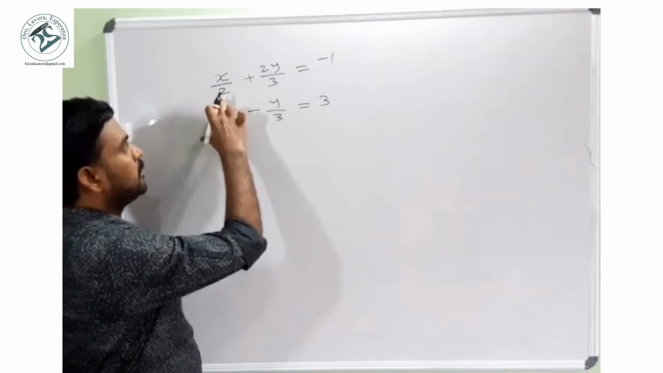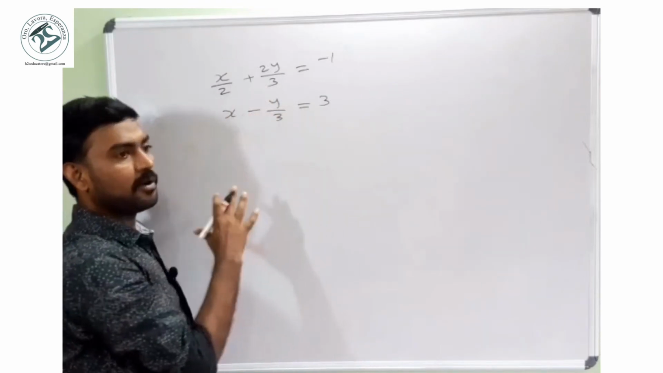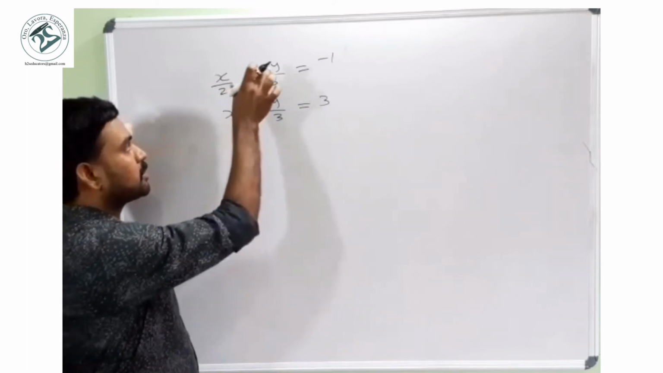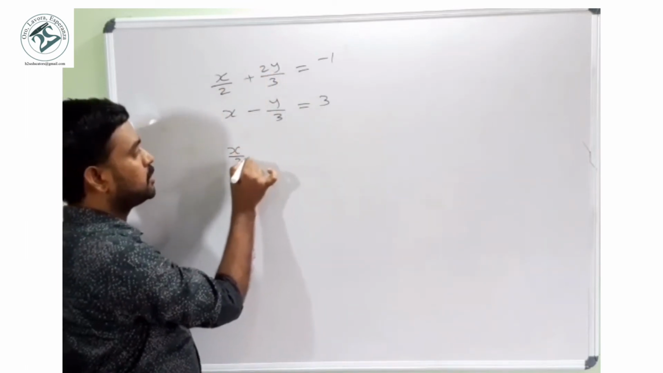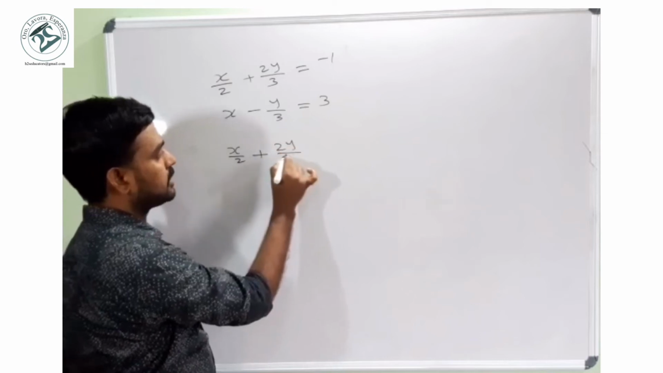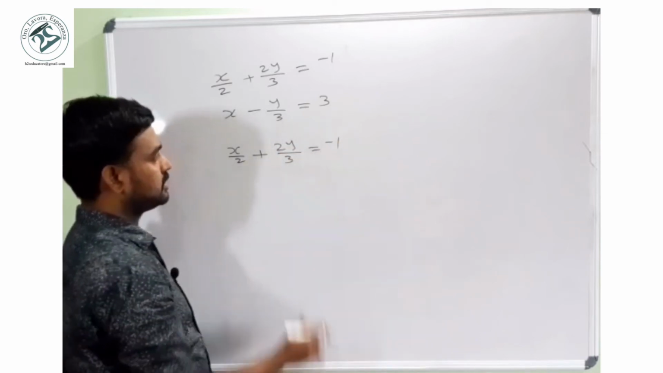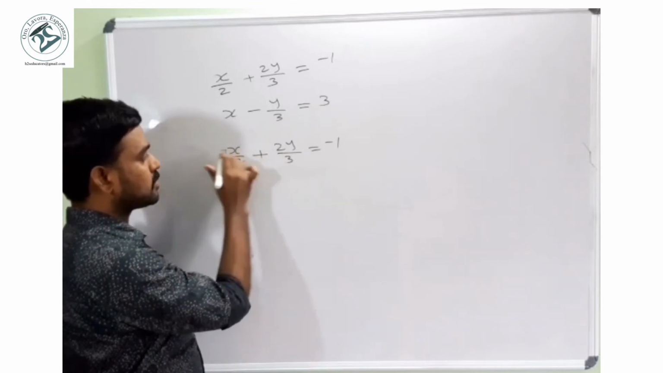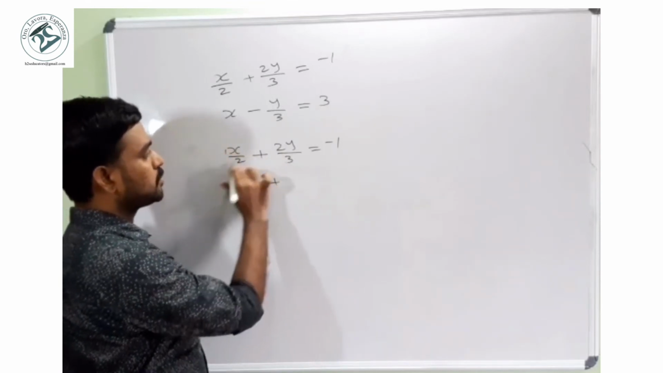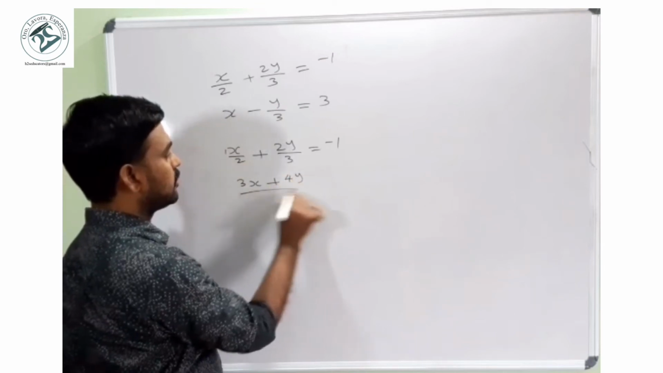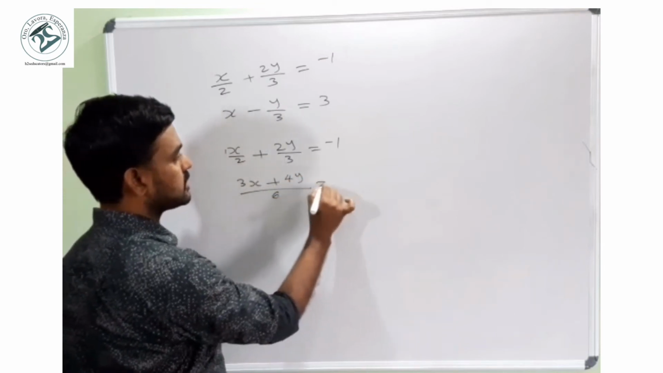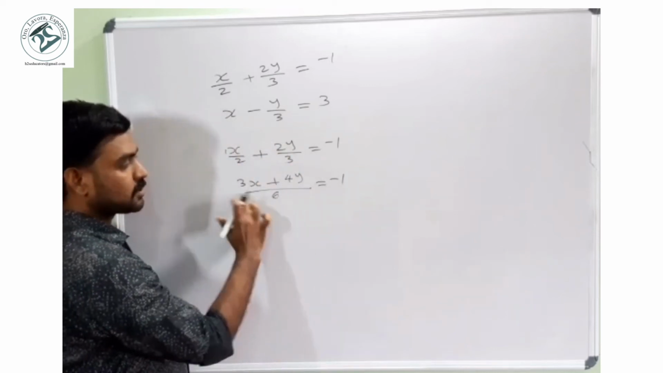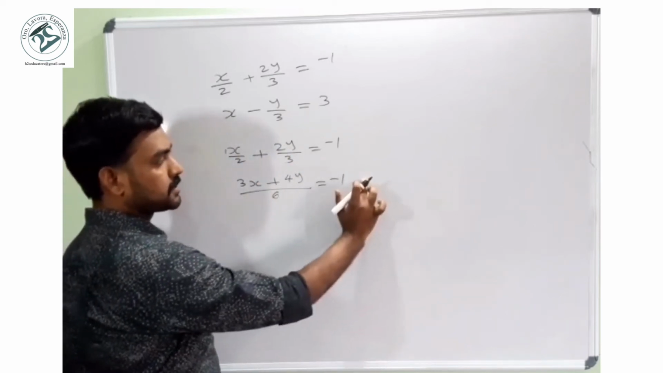In this question, denominators are there. So to avoid this fraction form, it will be easy to solve. So we are going to select the first equation, x by 2 plus 2y by 3 is equal to minus 1. Just use cross multiplication. So here the coefficient is 1. 1 into 3, 3. So 3x plus 2 into 2, 4y, divided by 2 into 3, 6, is equal to minus 1. Cross multiplication. Now this 6 is a divisor, so it can be transposed to the right side.